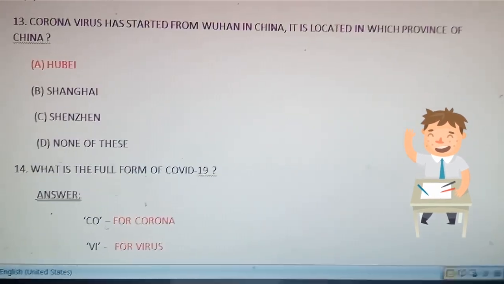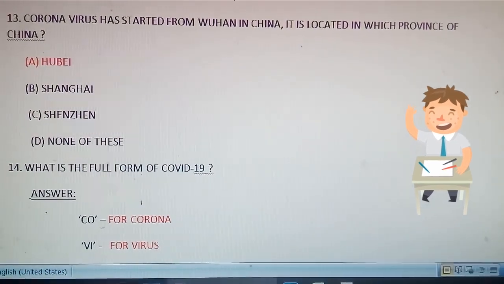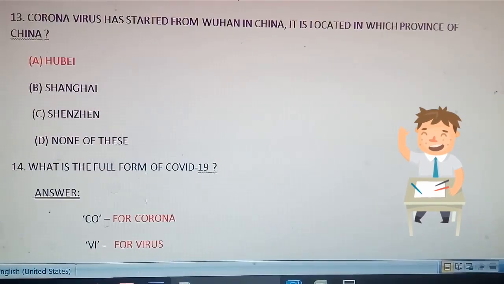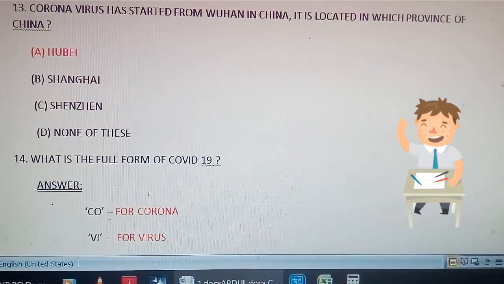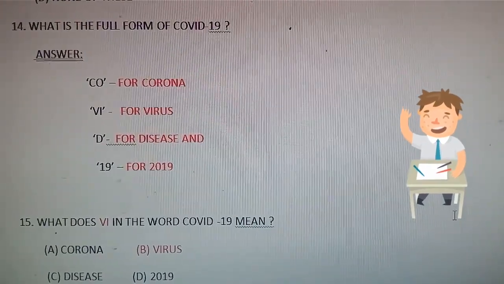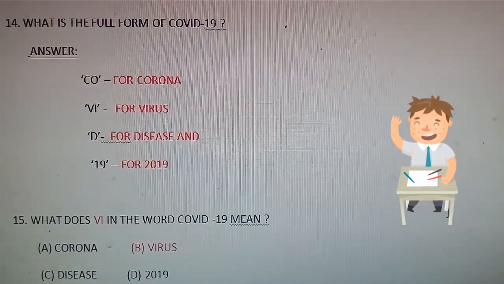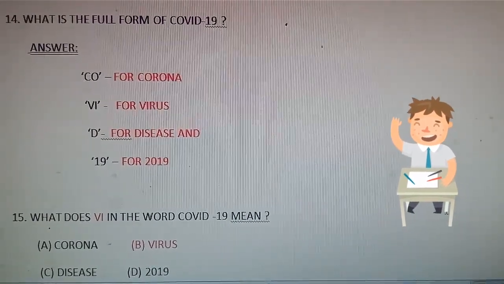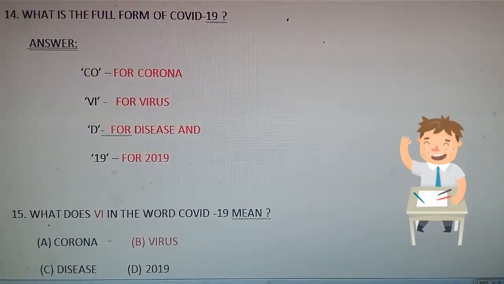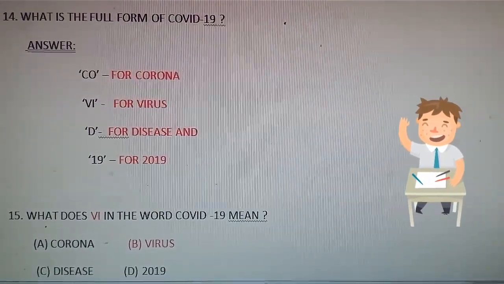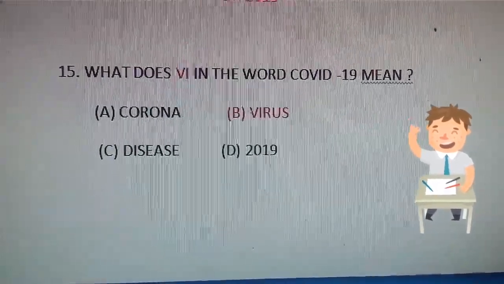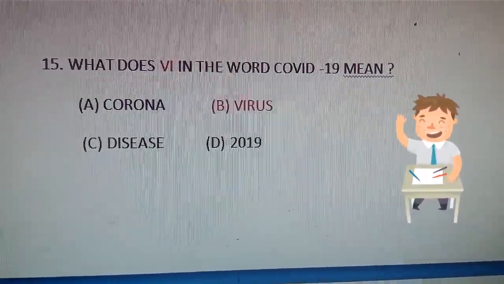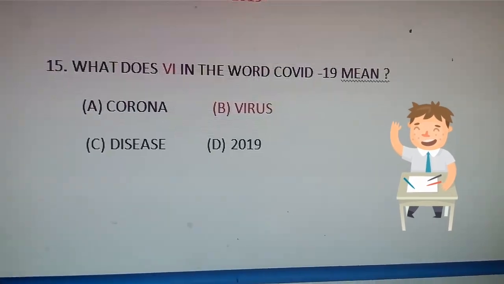Question number 13. Coronavirus started from Wuhan in China. It is located in which province of China? Answer: A. Hubei. Question number 14. What is the full form of COVID-19? Answer: CO for corona, VI for virus, D for disease, and 19 for 2019. Number 15. What does VI in the word COVID-19 mean? Answer: B. Virus.